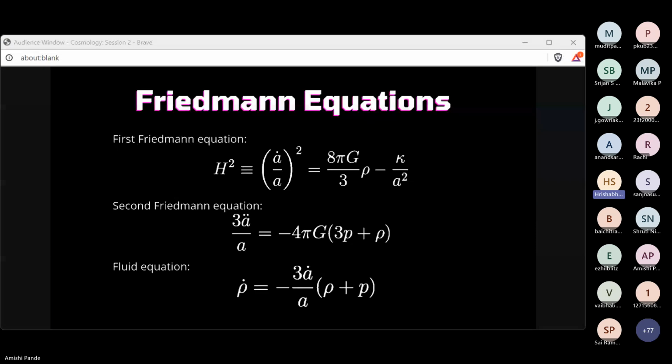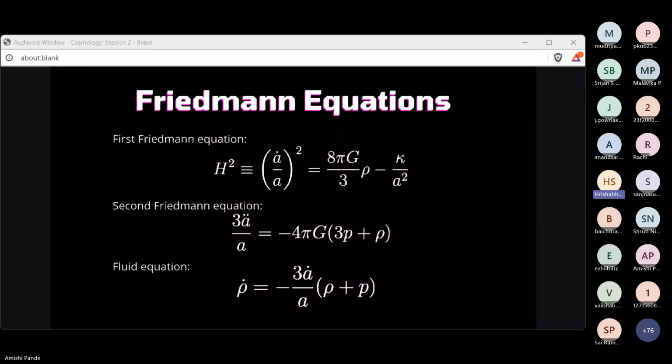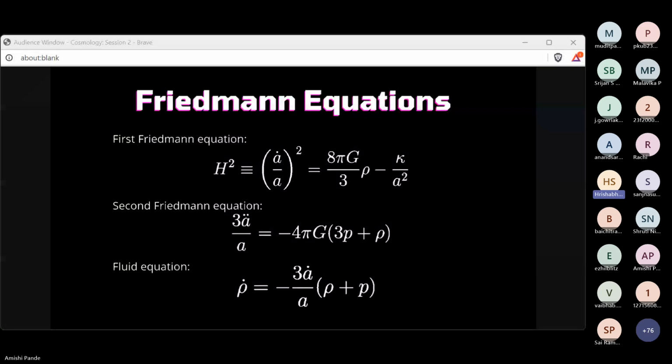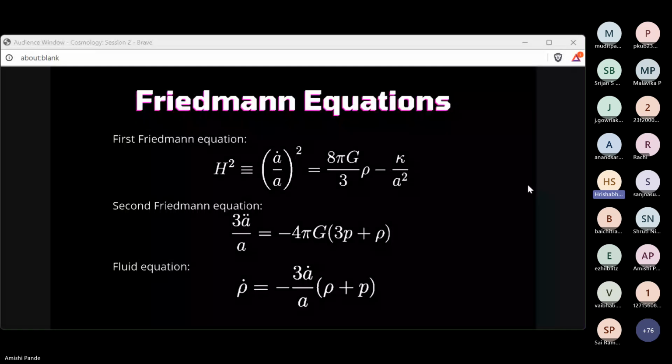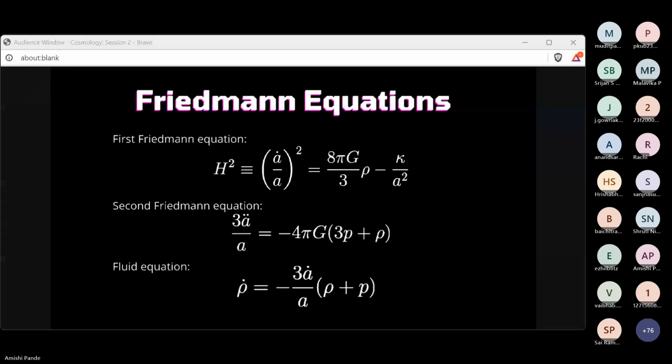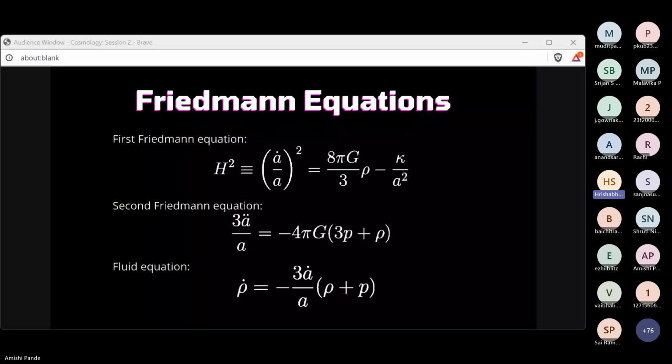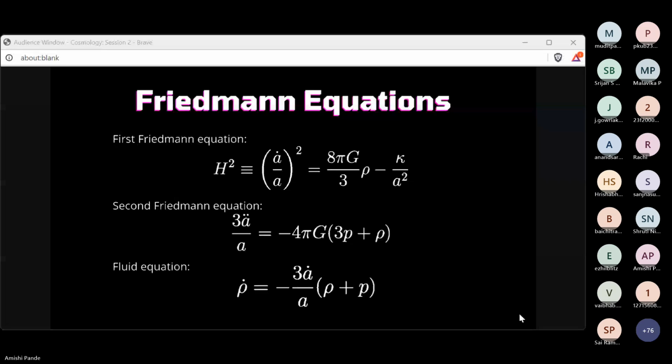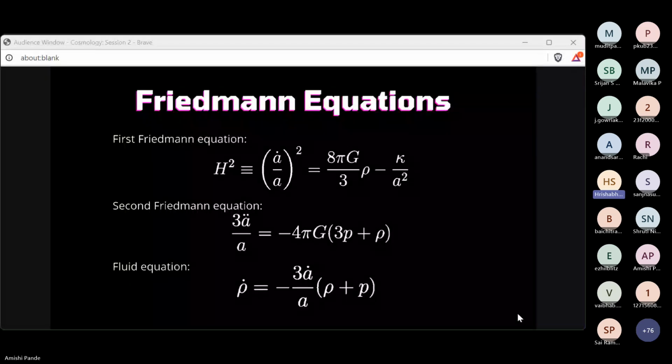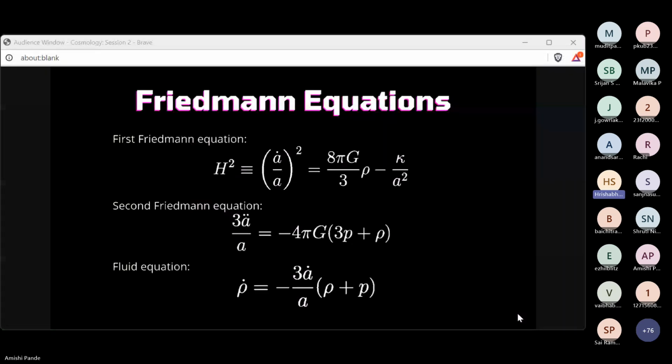The first Friedmann equation says that H squared, the Hubble parameter squared, which is also equal to (a dot by a) squared, as we defined H, is equal to 8 pi G by 3 rho minus kappa by a squared. And I hope you guys remember the definitions: G is Newton's constant here. Rho refers to the density of stuff present in the universe. Minus kappa by a squared, I'll go to the second part of it later on.